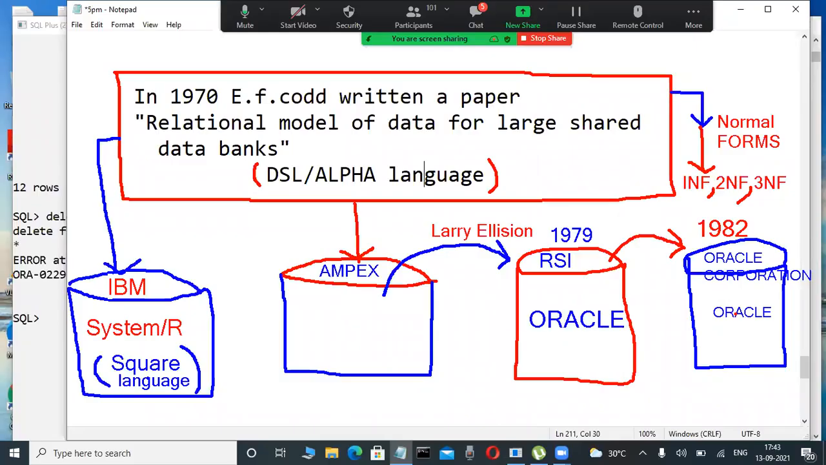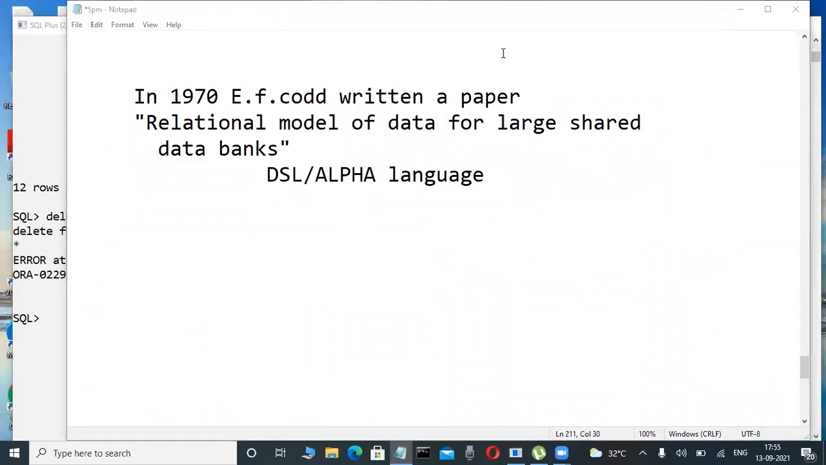Completed? Yeah. So now here, there is a history.